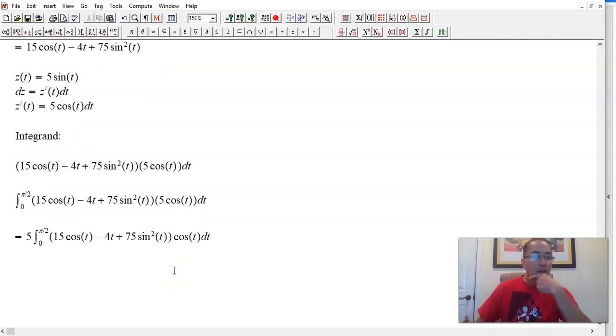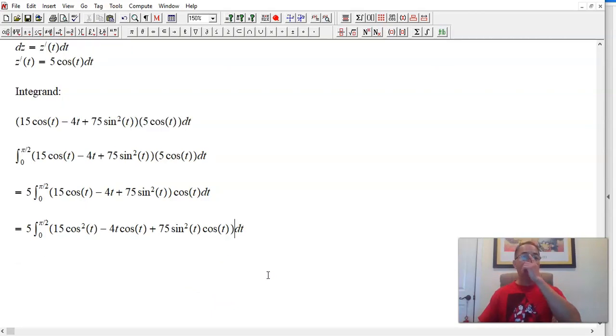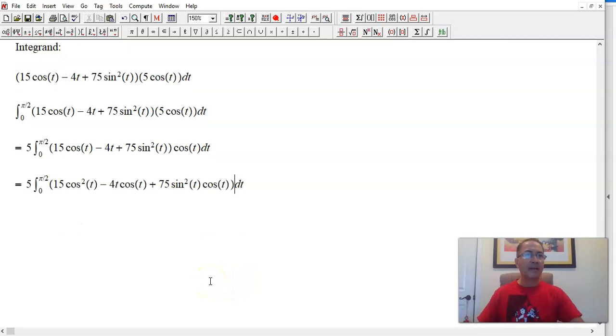Now, to integrate this, we'll need to distribute cosine first. So that will be cosine squared over there, and then 4t cosine of t. Oh no, how do we integrate that? And then 75 sine squared of t cosine t. So we have distributed the cosine of t.